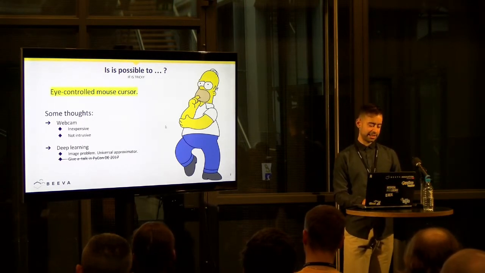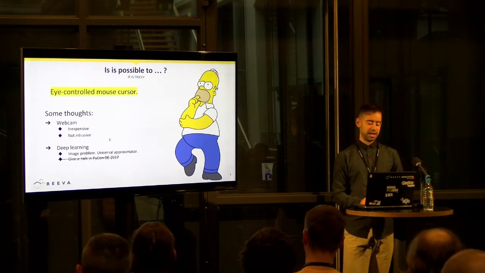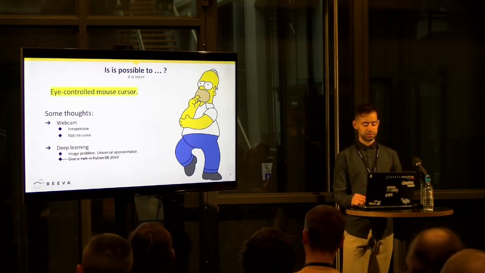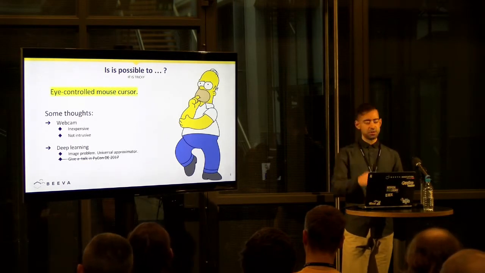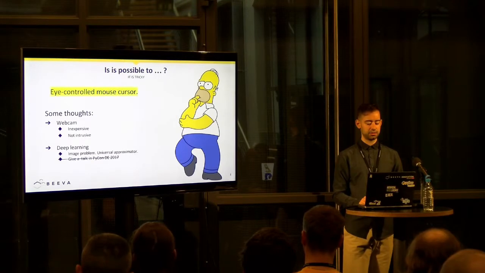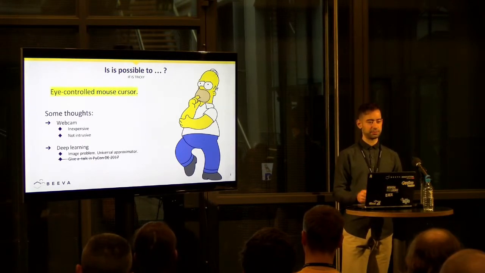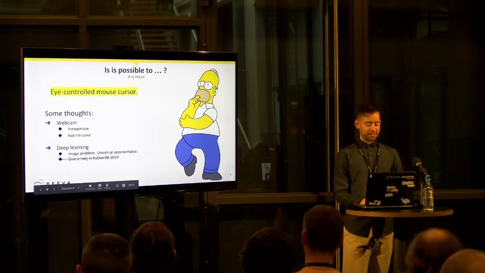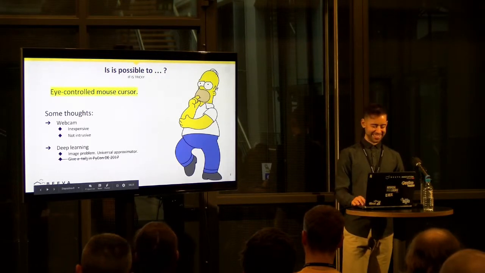In this case, I take the image of the user and I use deep learning models, for example, an artificial neural network, as a universal approximator. So I have a regression problem. I have an image and I have to guess the point on the screen.